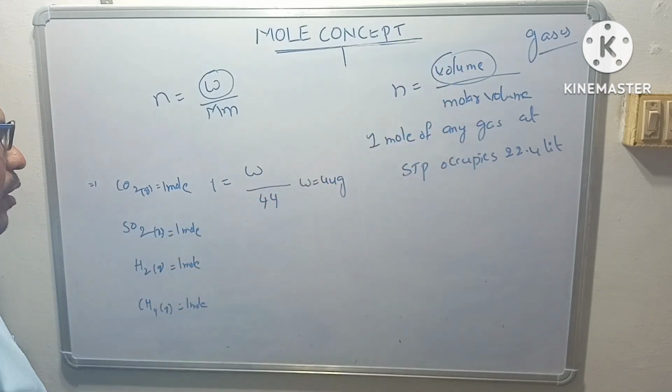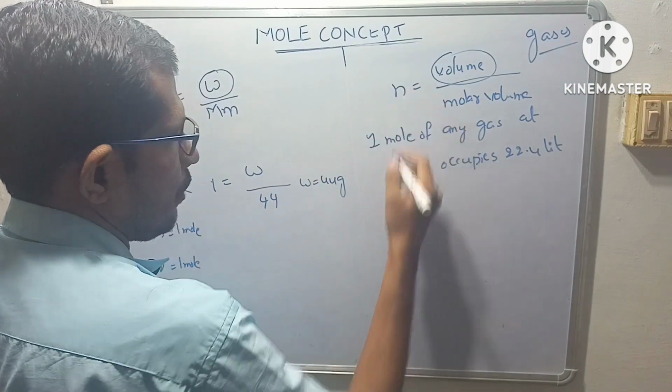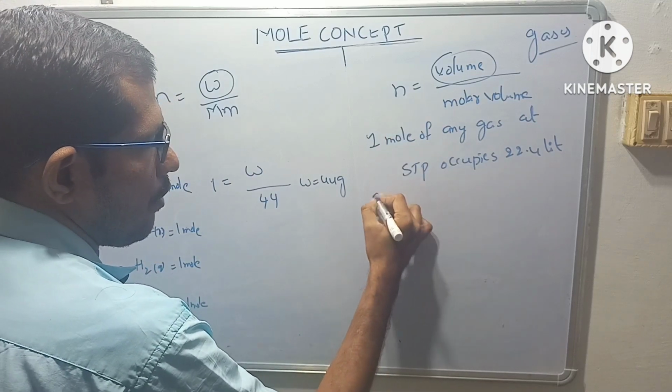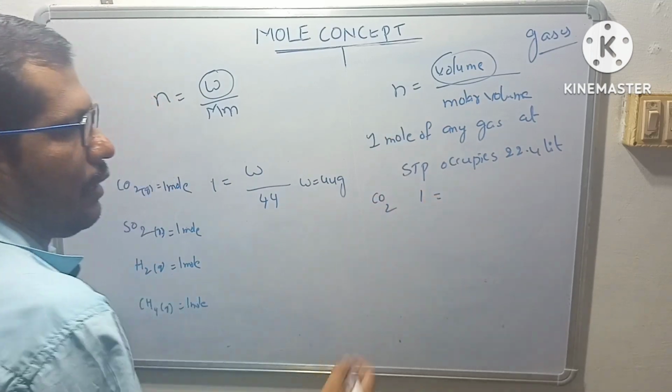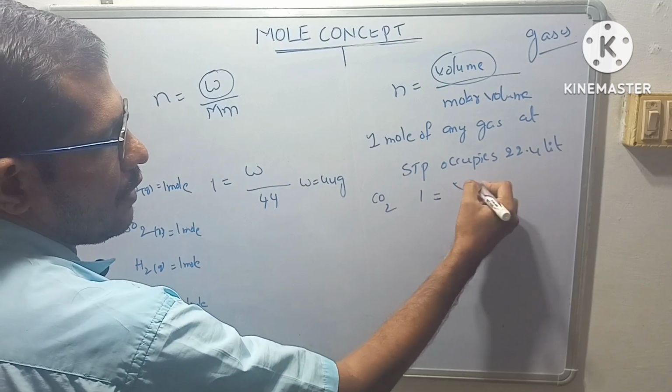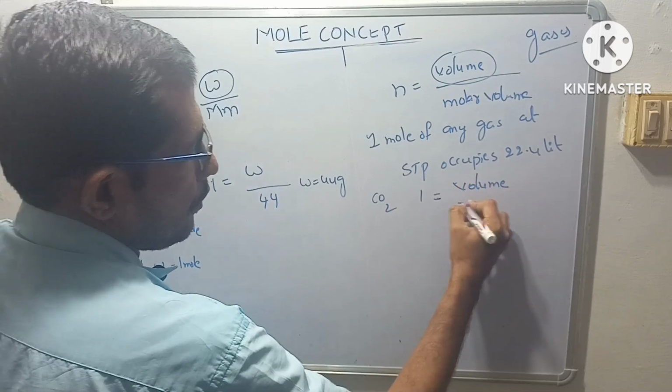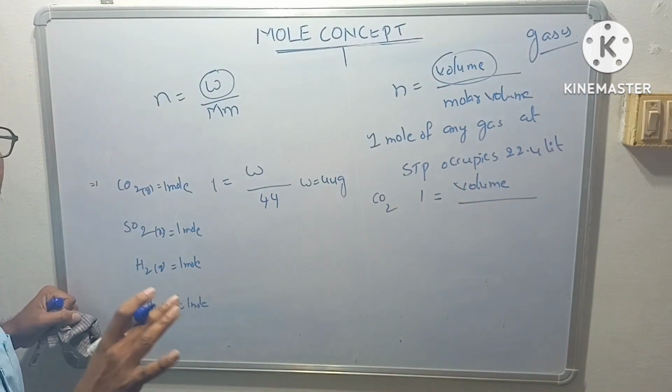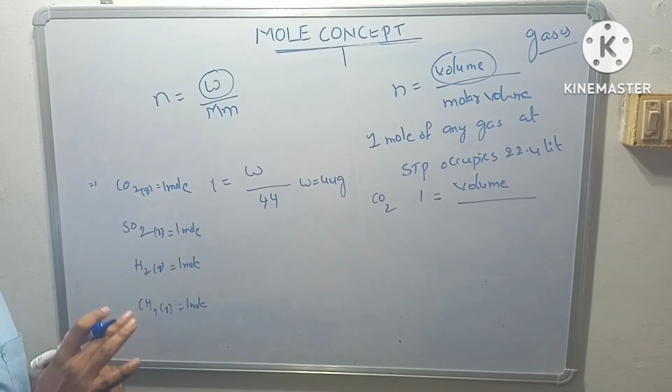Come to here. Now I am calculating the volume, right? So I am going to use the formula. CO2 mole we have taken as 1 mole, so we need to find the volume. What is the molar volume here? Here for molar mass you are keeping 44.